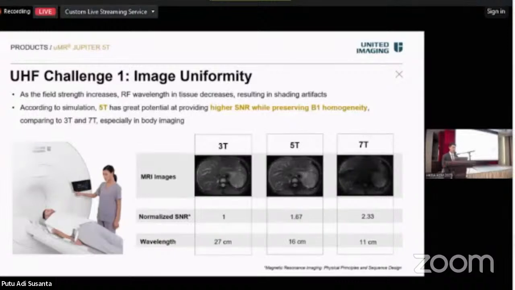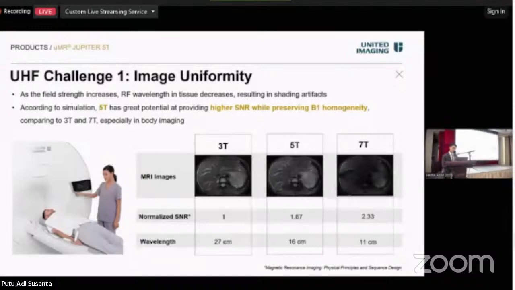So if we want to image at a higher field strength, what are the major problems? So number one, we have image uniformity. As the field strength increases, the RF wavelength increases in our tissue as well, thus resulting in shading artifacts, which is quite challenging at 3T even for abdominal imaging.